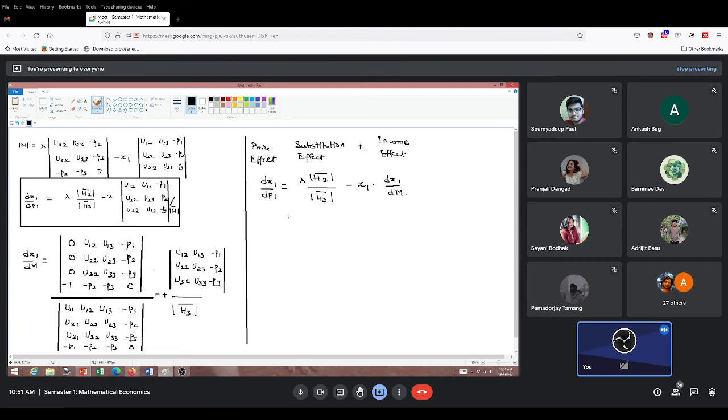Now what about the signs? See, we know that H2 and H3 will differ in sign. Therefore, I mean I can't show this to you easily, but it can be shown that lambda also is positive. Okay, so if this is positive and the ratio is negative, the substitution effect will always be negative, because of the H2 H3 relationship.